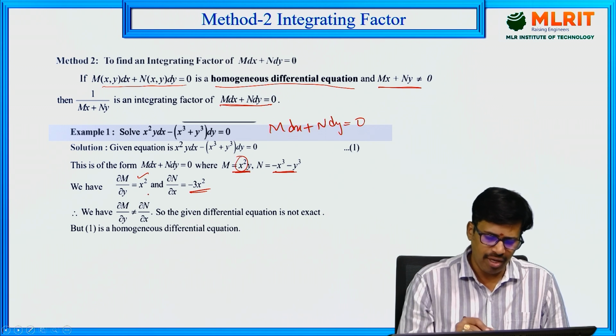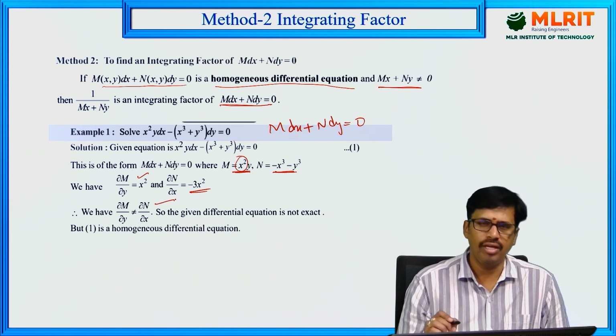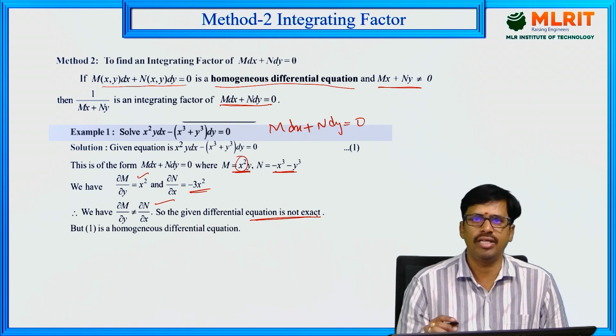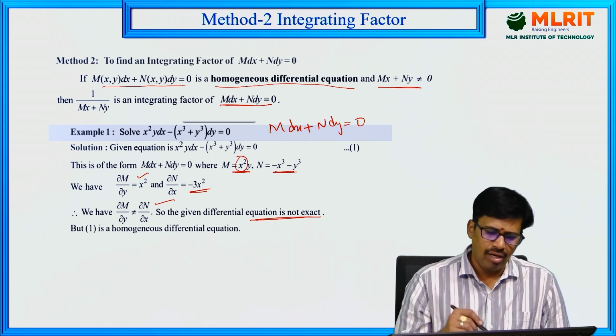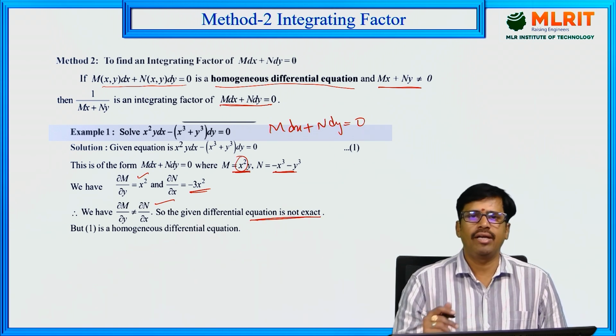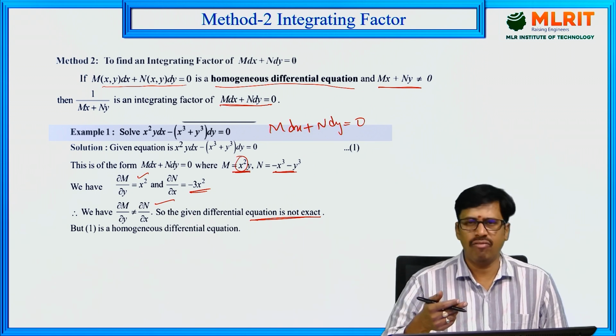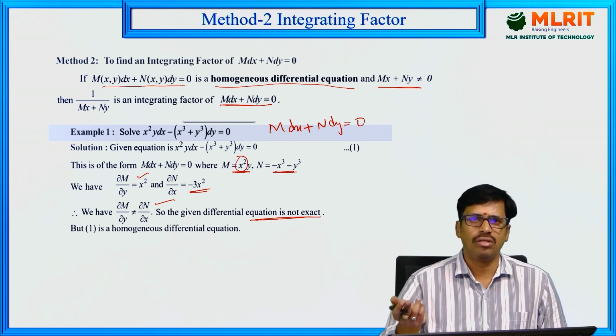These two are not equal. So dou M by dou y is not equal to dou N by dou x. So the given equation is not exact. Now once it is not exact, by trial and error method we go for method 1. We cannot apply method 1 for this equation. Now coming to method 2.